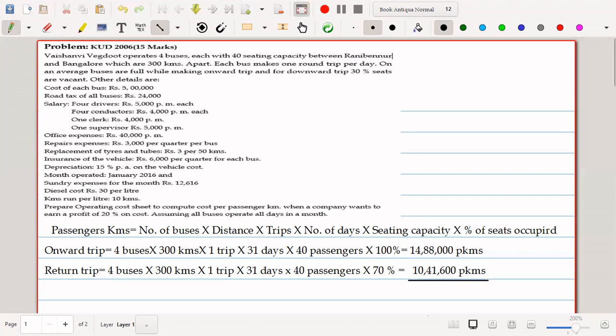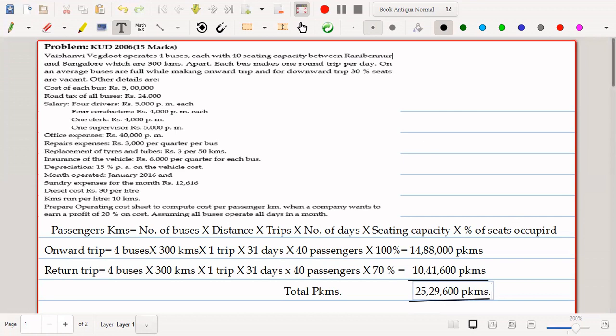So let us take the total of these two. When we take the total, total passenger kilometers is equal to 25,29,600 passenger kilometers. So this is how we calculate total passenger kilometers.